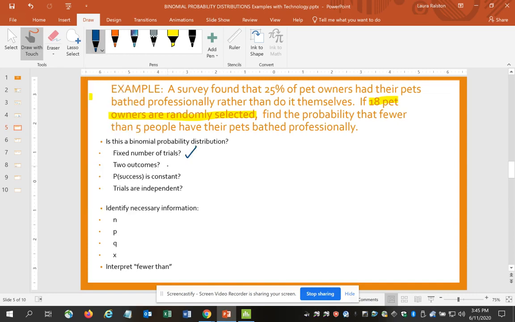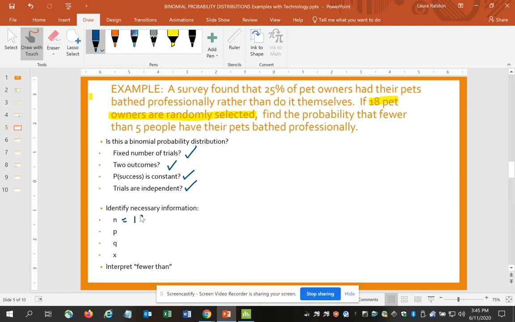So we had the fixed number of trials. We do have two outcomes. Again, you got to kind of think through. It doesn't clearly say independent here, but think about it. What one pet owner does, I don't think would affect what another one does, which means the trials are independent, and therefore my probability of success would be constant because we're not looking at the same pet owners over and over again. Then we identify the players.